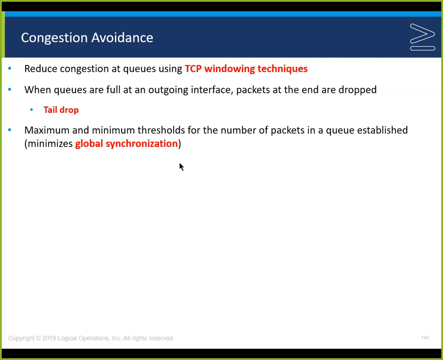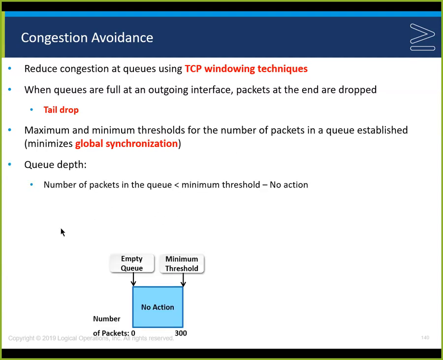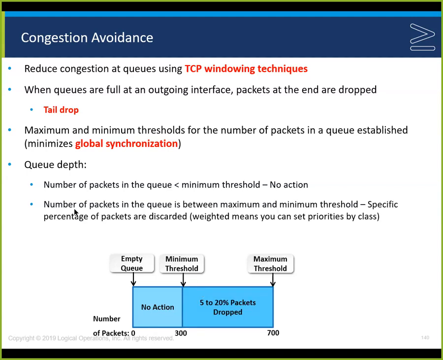Maximum and minimum thresholds of the number of packets are going to be established. We're going to have an image here in just a second. The queue depth, the number of packets in the queue that's less than the minimum threshold, is no action. This is how much traffic we can accept. And this is the number of packets. This is just a random number that goes into this particular image.